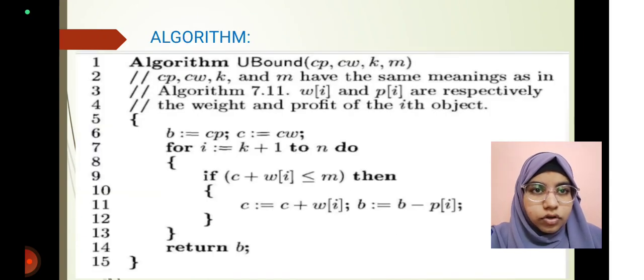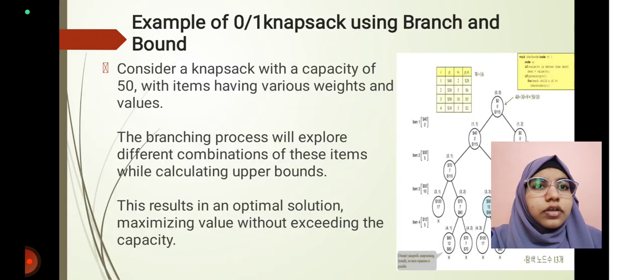Next, the algorithm of this branch and bound. We have wi, pi as the weights and profits of the ith object. b = cp, c = cw. For i = k+1 to n, do: if c + wi is less than or equal to m, then c = c + wi, b = b - pi. Return b.